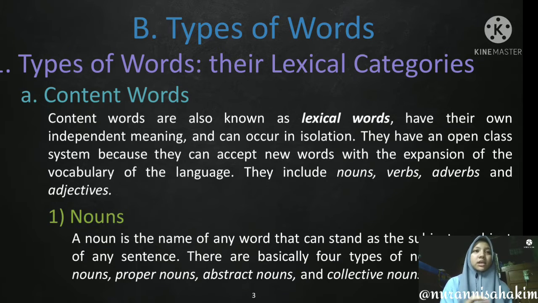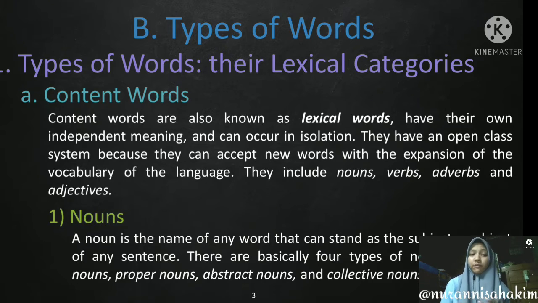First is content words. Content words are also known as lexical words, have their own independent meaning and can occur in isolation. They have an open class system because they can accept new words with the expansion of vocabulary of the language. They include nouns, verbs, adverbs, and adjectives. First of content words is nouns.